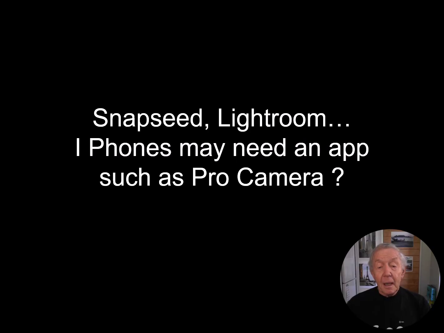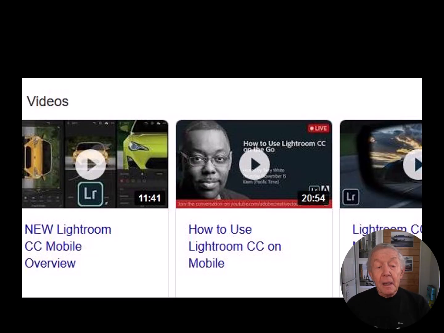In RAW, where you've got DNG files instead of JPEG files, they're much bigger and give you much more facility if you need to change anything. Some of them, if you want to use Snapseed or Lightroom, some iPhones, the older ones, may need an app like Pro Camera or something like that to be able to download and use them. Modern ones don't have that problem. So if you look at Lightroom, there are just so many videos on Google explaining how to do it, what you can do, and how you can do it.